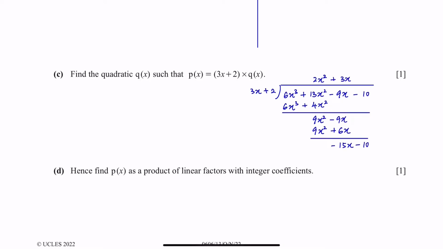So I bring down the minus 10. How do I get negative 15x from 3x? I would need a negative 5. So negative 5 times 3x would give me negative 15x, and negative 5 times 2 would give me negative 10. So now we know that q(x) is equal to 2x squared plus 3x minus 5.